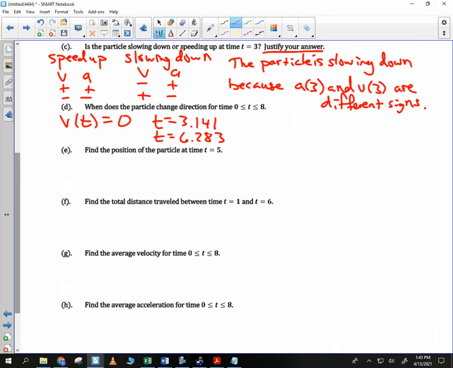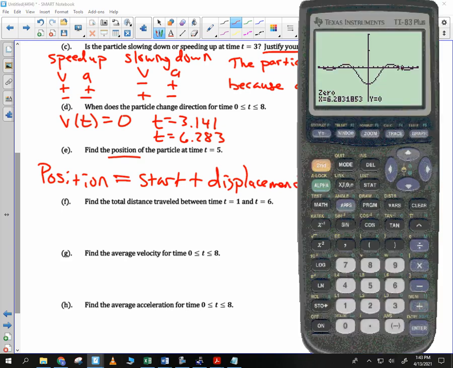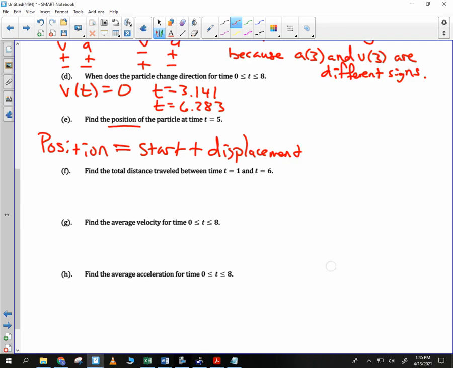Can somebody tell me what is our formula for determining position? Talked about it multiple times now. Start plus displacement. Take a minute and a half, see if you could. All right, let's talk about, see where you got.